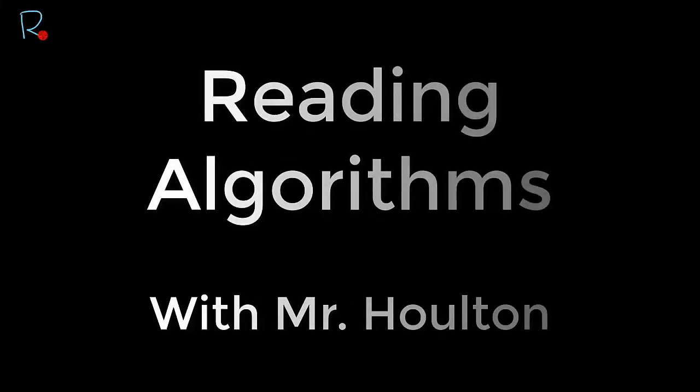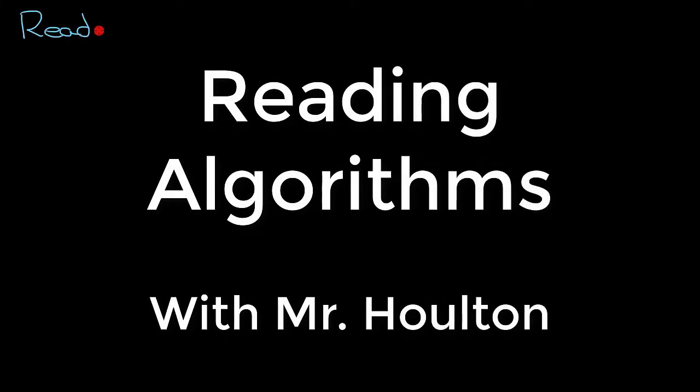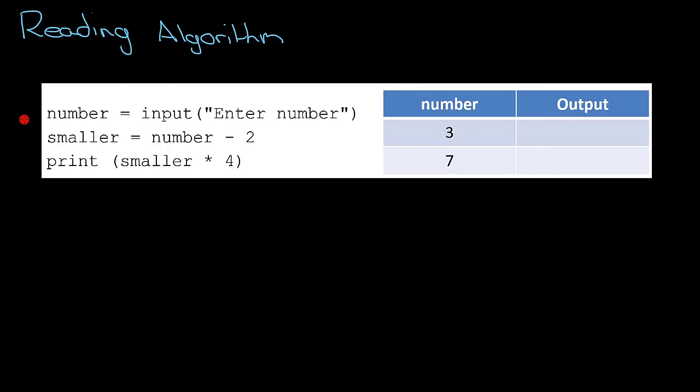A key skill that you'll need when you're programming is to be able to have a look at a section of code and figure out what it does. We can describe that as reading an algorithm. There are different kinds of algorithm we can read: pseudocode and flowcharts. This video is going to focus on pseudocode, how to read it, and how to figure out a result from a set of instructions. So let's have a look at this particular algorithm here.